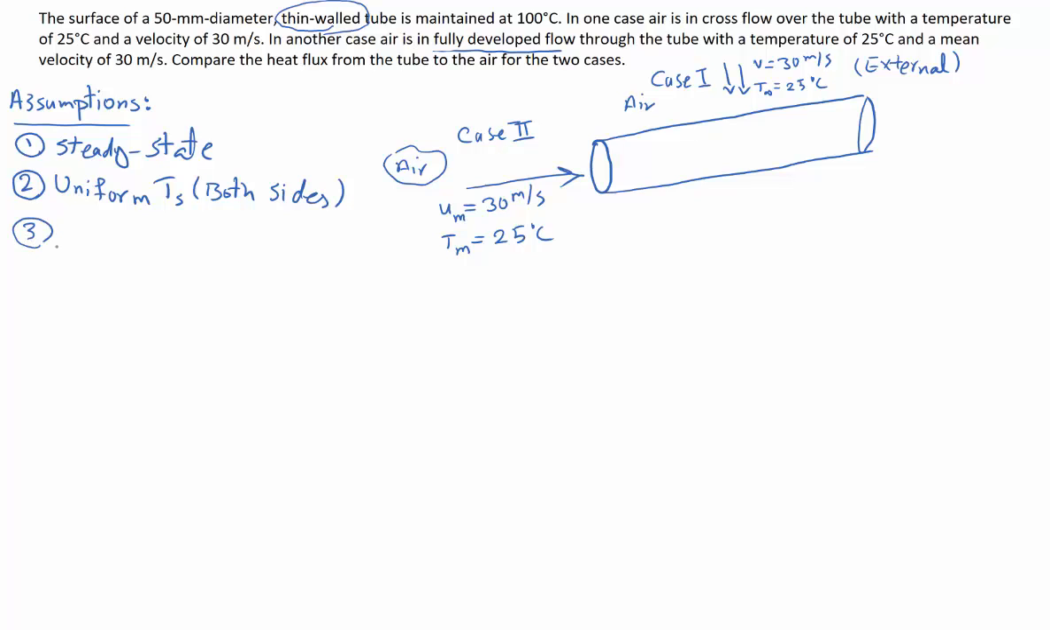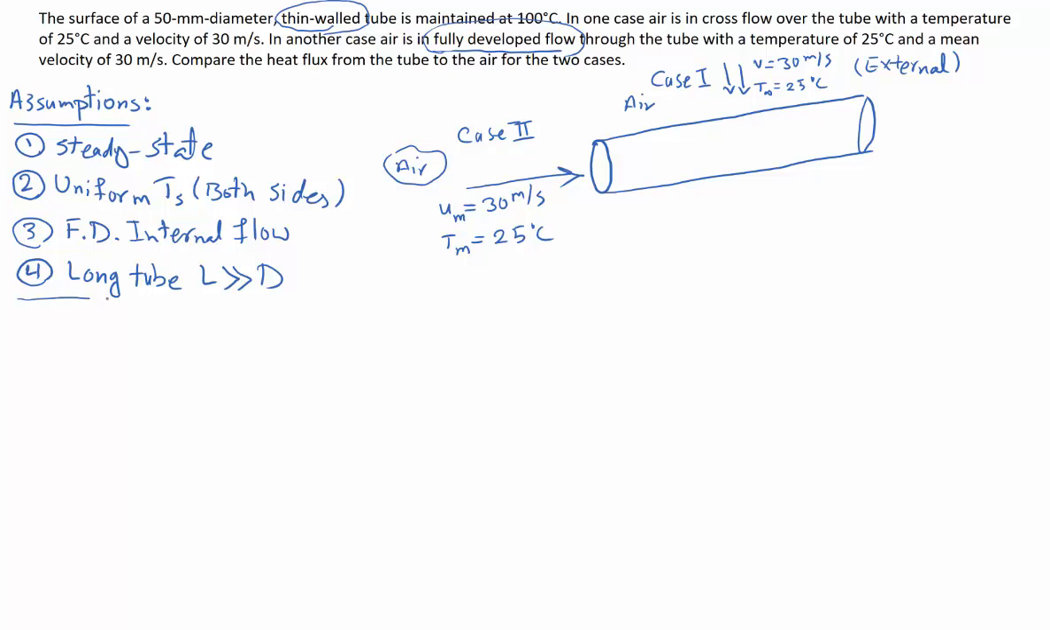Assumption 3, we're going to assume fully developed internal flow, and this is coming from the fact that the problem statement says so. Fourth assumption that I'm going to make here is considering a long tube. So we just assume that the length of the tube is much larger than the diameter, and we will know why this is an important assumption to make.